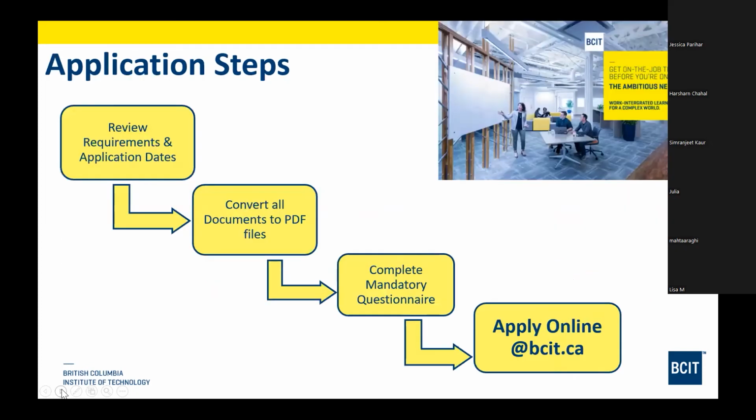So application steps, how that works is go onto our website. We have all of our entrance requirements listed on there. So review the requirements and application dates. Remember, applications open on October 1st. And then convert all the appropriate files to PDFs. We have a questionnaire that we ask you to fill out. So that questionnaire has information such as recent experience and the grades that you have, the courses that you have, etc.